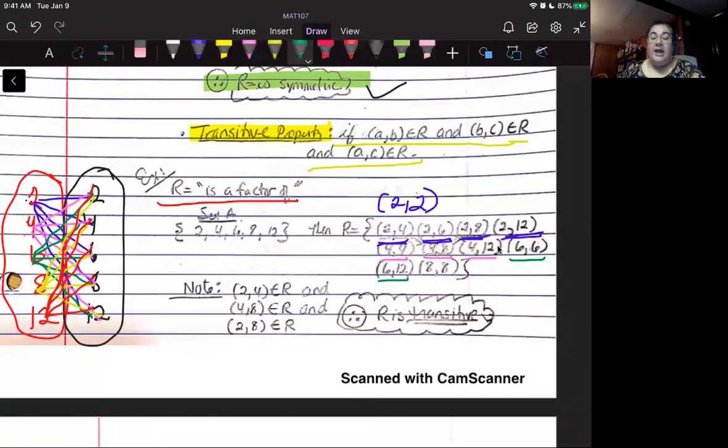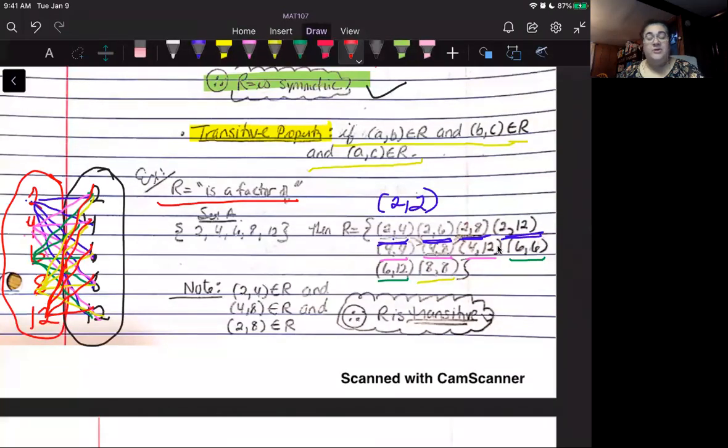And now let's go to the yellow ones, which were our 8. Is 8 a factor of 2? No, so it's not included. Is 8 a factor of 4? No. Is 8 a factor of 6? No. But is 8 a factor of 8? Yes, so we include it. Is 8 a factor of 12? No, so not included.